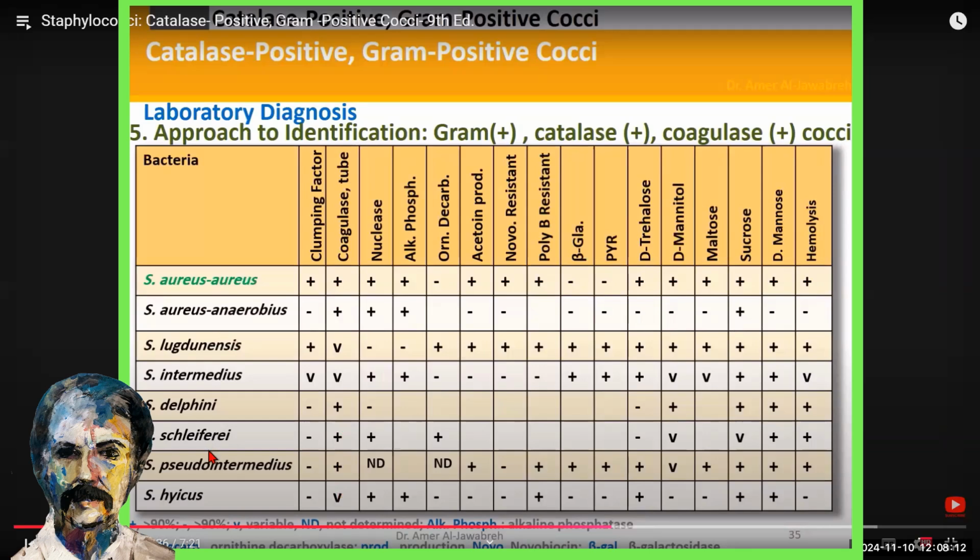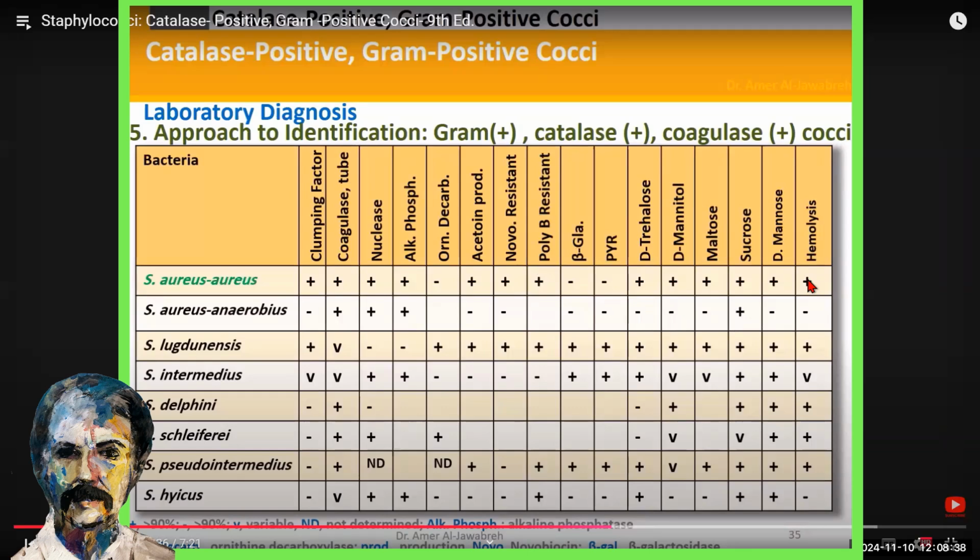And about these here, maybe you just have to look at them just like this. There's a nuclease test, there's alkaline phosphatase, there's ornithine decarboxylase, novobiocin, this is also important, novobiocin, polymyxin B resistant, PYR, that's for strep, but we can use it also for staph, mannitol, maltose, sucrose, mannitol, hemolysis, that's new, hemolysis.